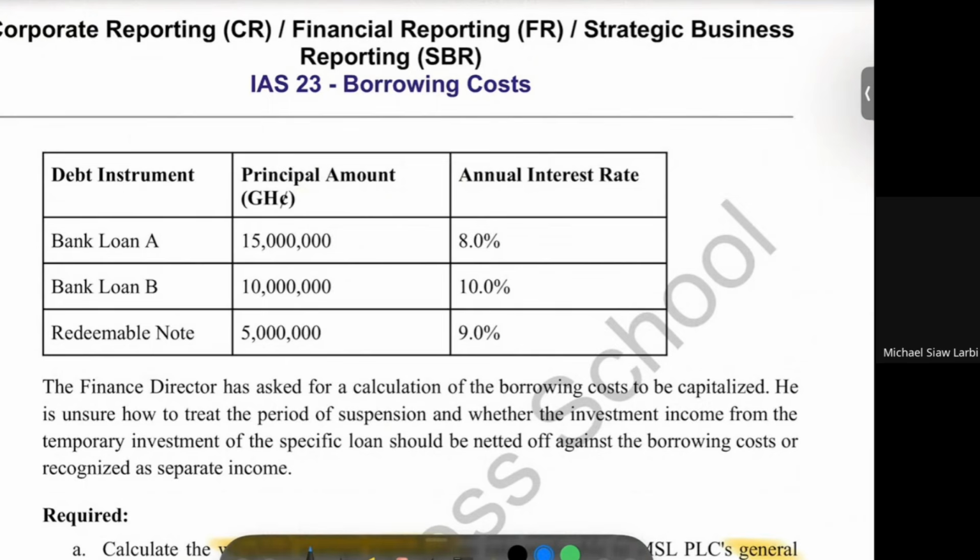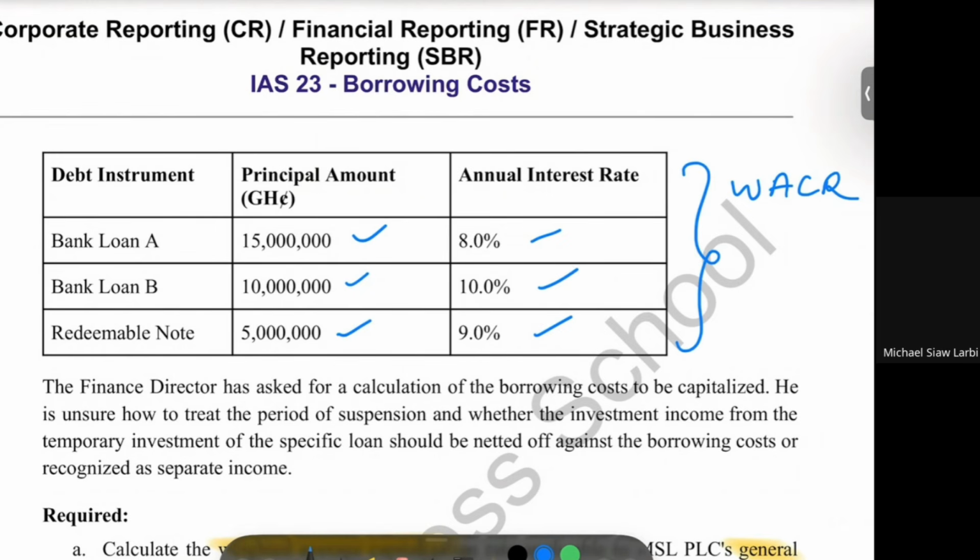Bank loan A, 15 million Ghana cedis at 8%. Bank loan B, 10 million Ghana cedis at 10% interest. Then redeemable note of 5 million Ghana cedis at 9% interest. Here we need to find the weighted average capitalization rate, WACR. Because whenever I have a pool of loans or a pool of general finance, you do not have a specific rate. It's different amounts at different rates. We need to find the weighted average rate to use for capitalization.